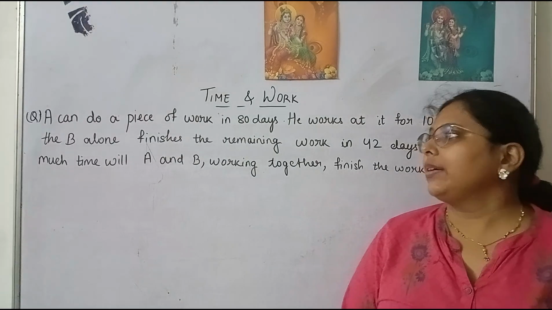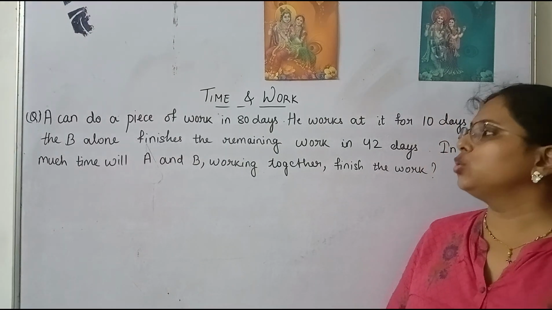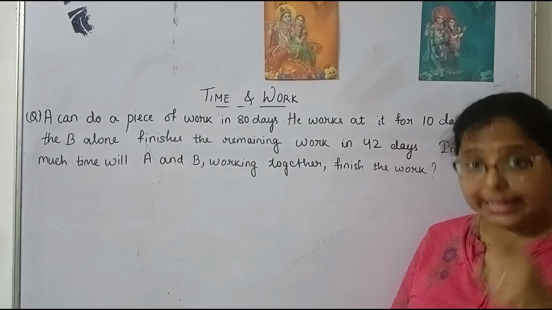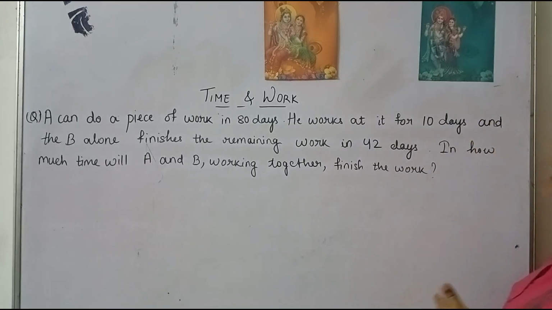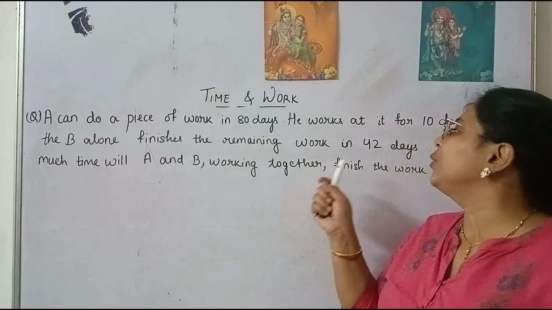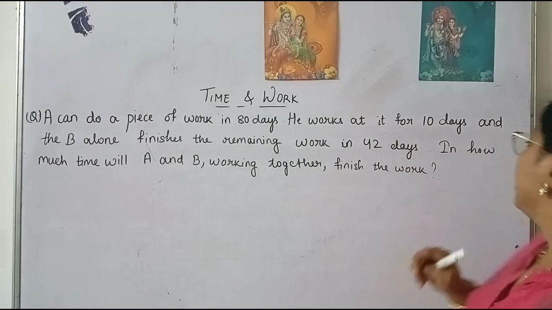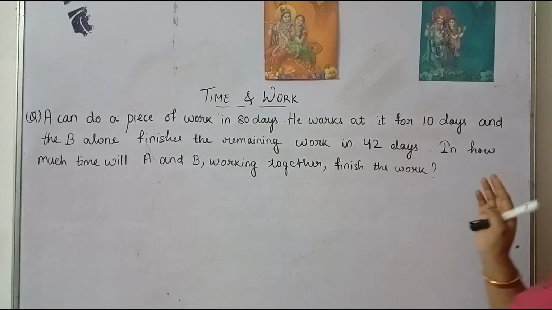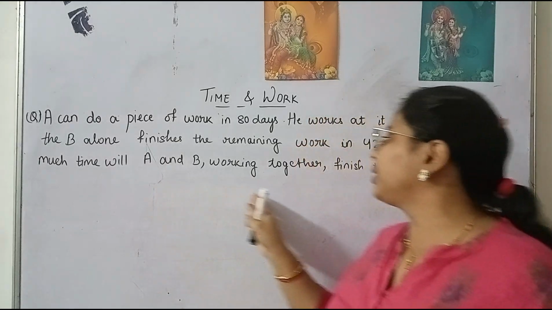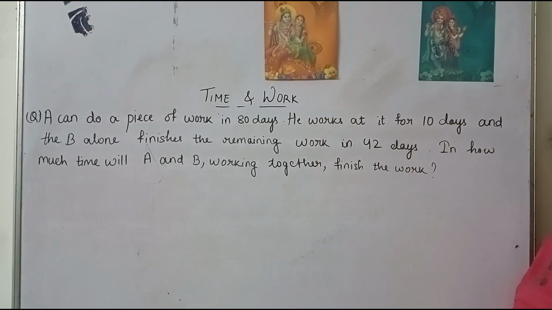Okay, students, we have a question here. A can do a piece of work in 80 days. He works at it for 10 days and then B alone finishes the remaining work in 42 days. In how much time will A and B working together finish the work?